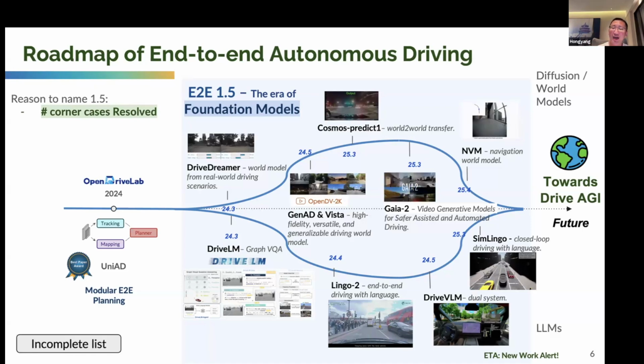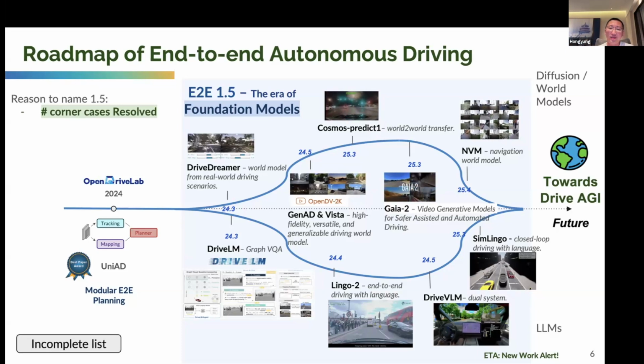The upper level of foundation models deals with diffusion pipelines and also world models. We can see DriveDreamer, Cosmos-Predict 1, and the Navigation World Models, which I believe is this year's finalist paper. Also the GenAD and Vista papers utilize multi-view images and different actions to predict different types of videos, generating realism and diversity. And we also see GAIA-2, a video generative model for safer assisted and automated driving.